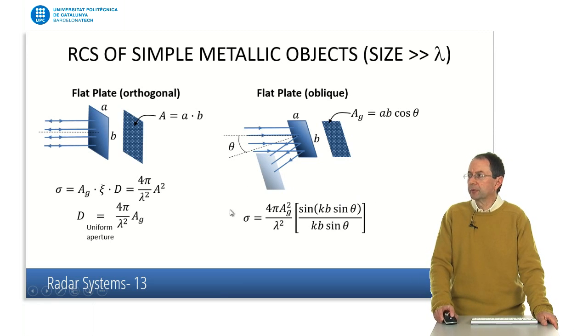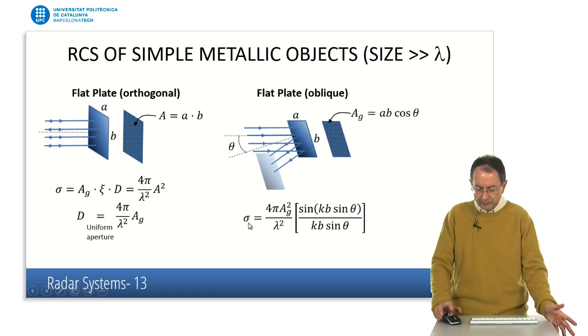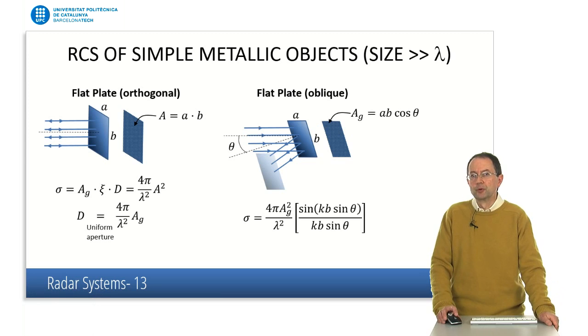Actually, this can be computed with this expression, which is a physical optics approximation. And depending on the angle, the final result of sigma can be extremely low. So the flat plate can be used to obtain a high or a very low radar cross-section, depending on the pointing.